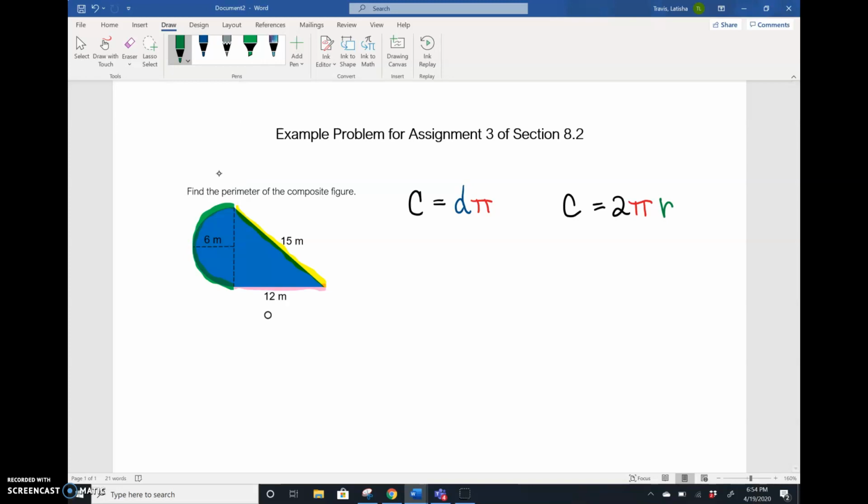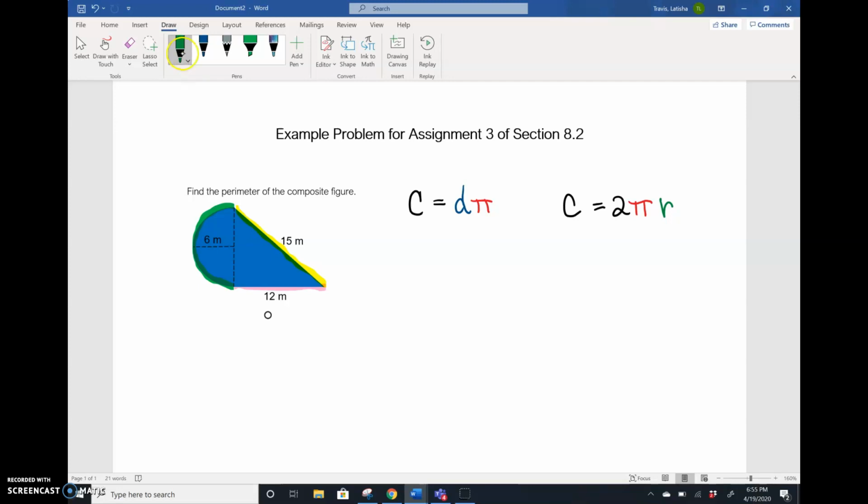So the easiest way to know which one you're going to use is to figure out which information is given. Are you given the length of the diameter, or are you given the length of the radius? And to be honest with you, you can change the length of the radius into the length of the diameter, or change the diameter into the radius if you'd like to. You can easily do that. But I just pick by determining which dimension they give me.